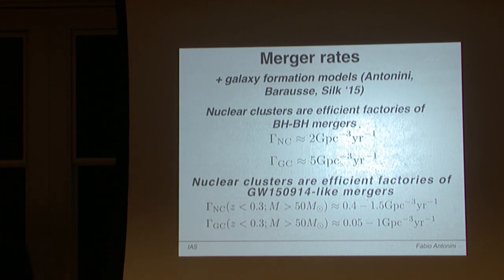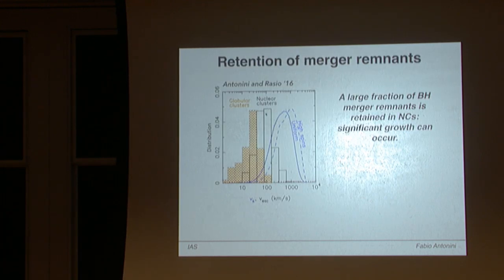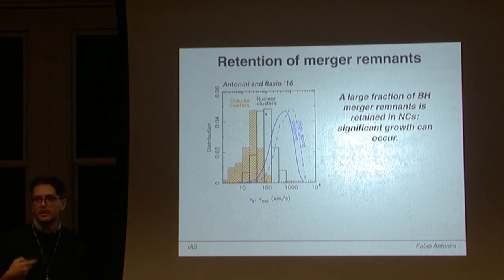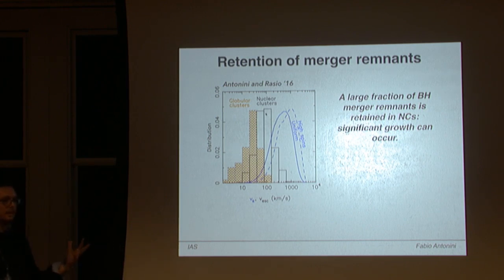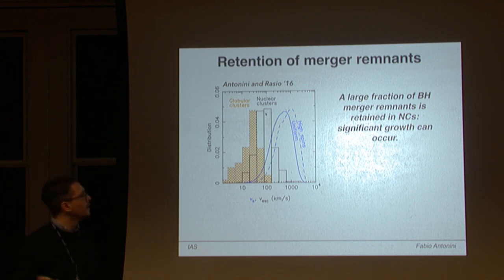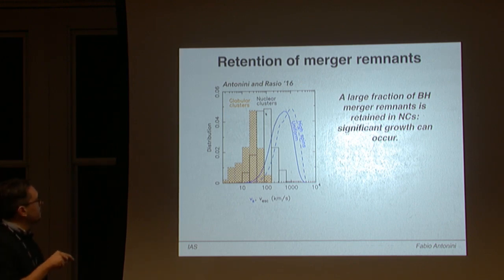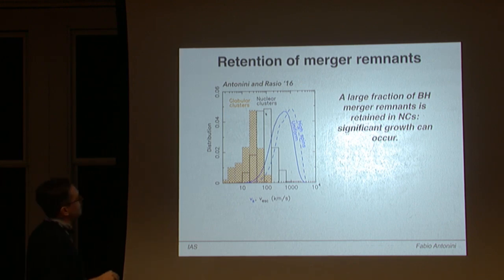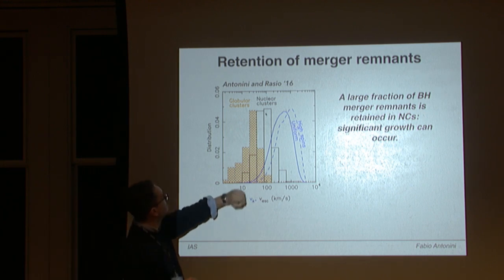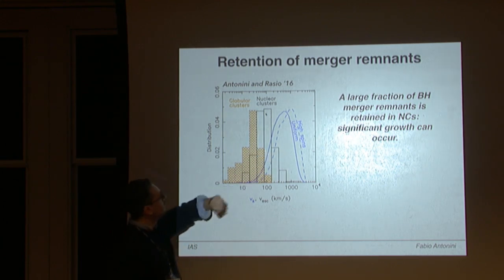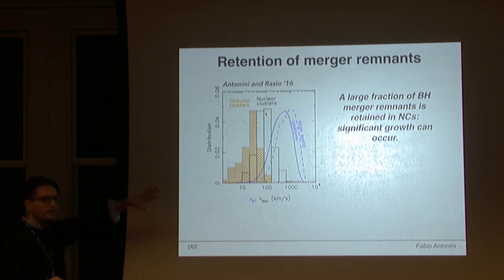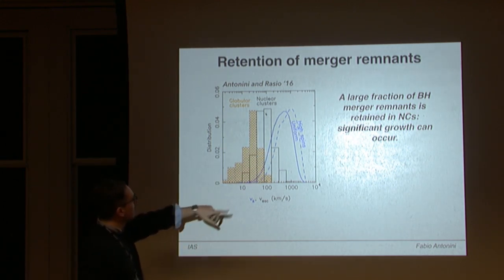And one of the main reasons for this is that nuclear clusters have much larger escape velocities, so they can more easily keep their black holes. This concept is illustrated in this figure, which shows the escape velocity from globular clusters and from nuclear clusters. Nuclear clusters have significantly larger escape velocities.